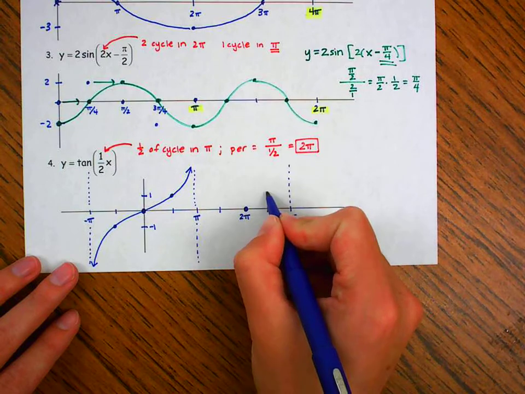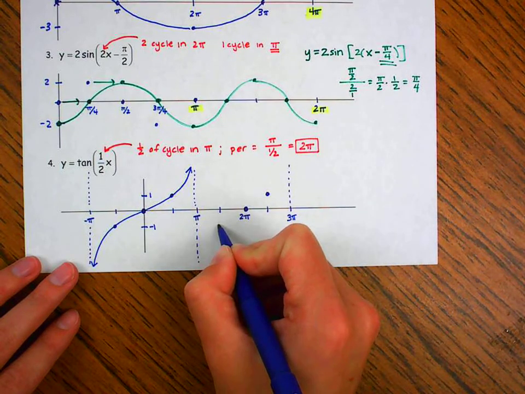Half the distance this way, I go up 1. Half the distance this way, I go down 1.